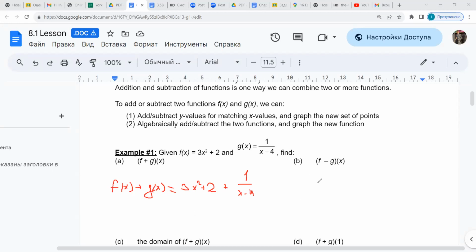For f of x minus g of x, f minus g of x, we're gonna have pretty much the same stuff, but now we're gonna have a minus here. It's just like with regular numbers, right? We have minus 1 over x minus 4. Is that clear?